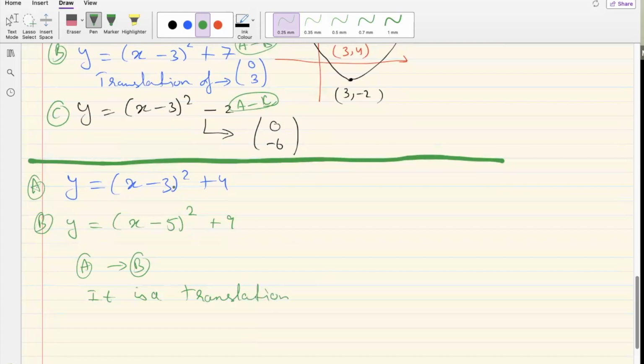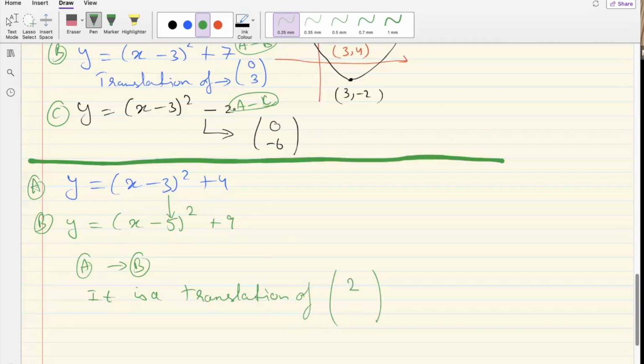Is the graph moving towards left or right? Compare the x value of h. The value of h is increasing, so it is moving right. So the graph is moving towards the right. By how many units? From 3 to 5, 2 units.